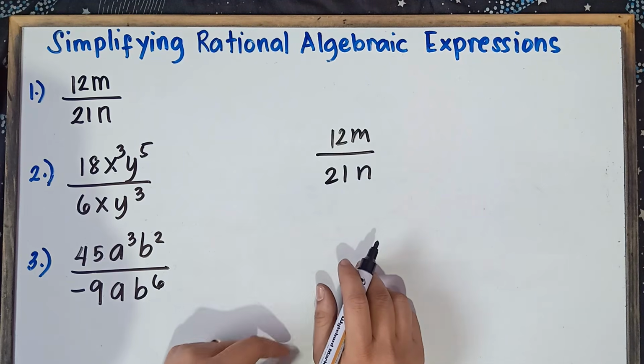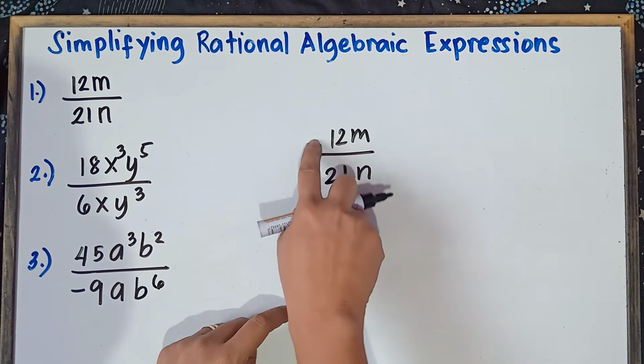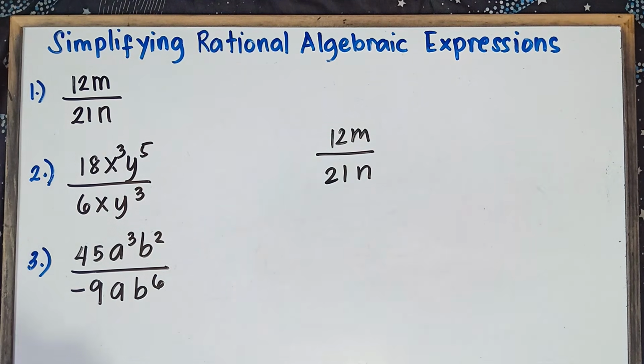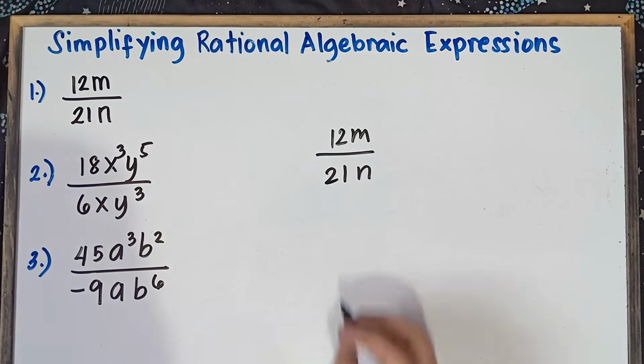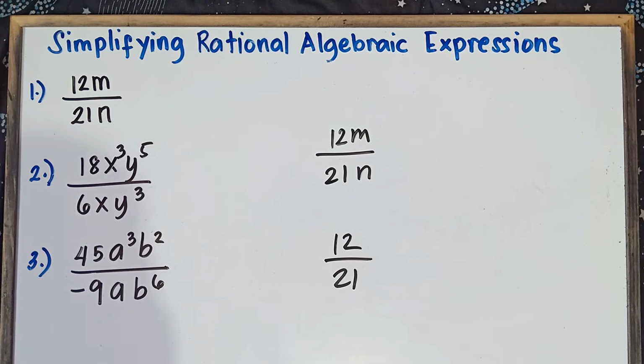First thing that you need to do, you check first the numbers. Can we divide 12 by 21? Nope. 12 divided by 21, you will get a decimal answer, and you are not allowed to have a decimal answer with this one.